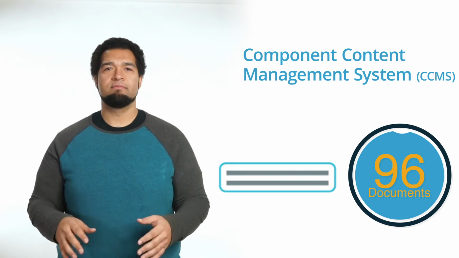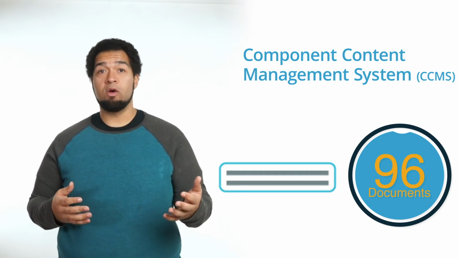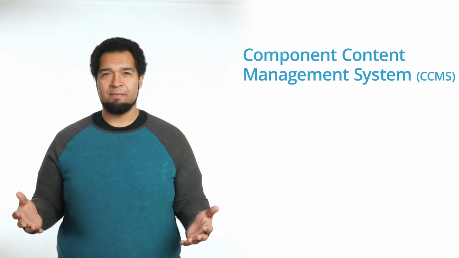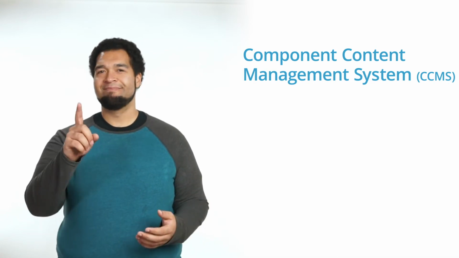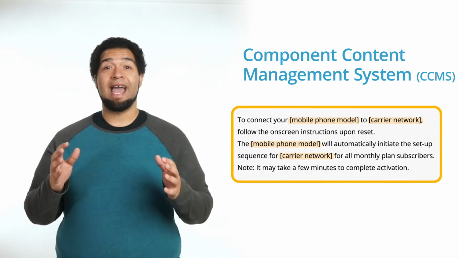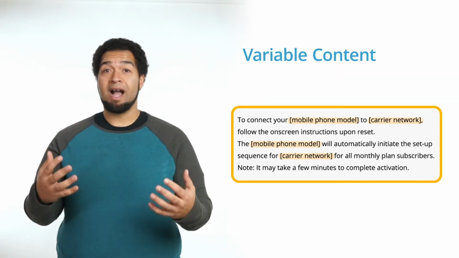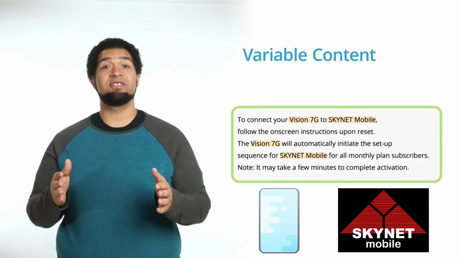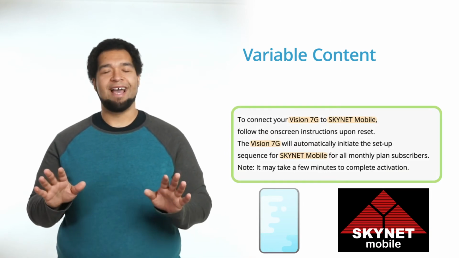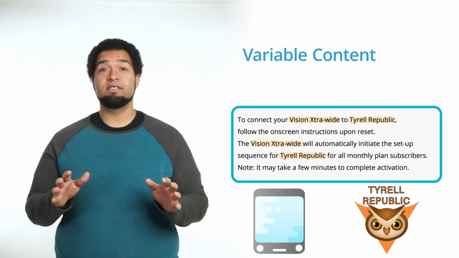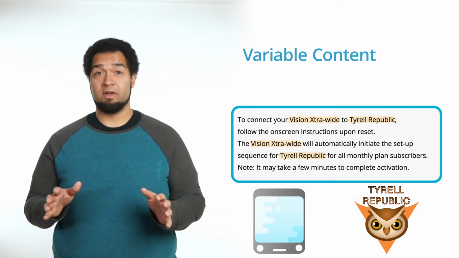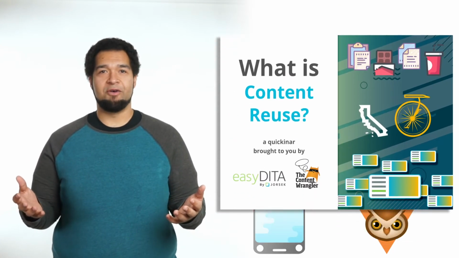You might doubt this. After all, if you include the model or carrier name in the text, doesn't that make it unusable for other documents? Not in a CCMS. You can actually tag words like product models as variable content. Variable content automatically changes to match the audience you are publishing for. Yeah, it's incredibly powerful. If you want to learn more about content reuse and variable content, you can watch our video explaining how it works.